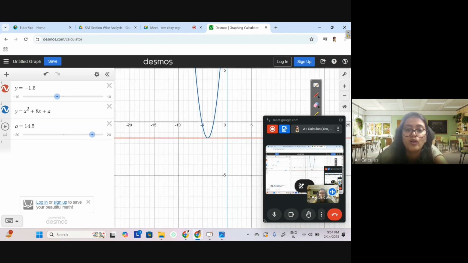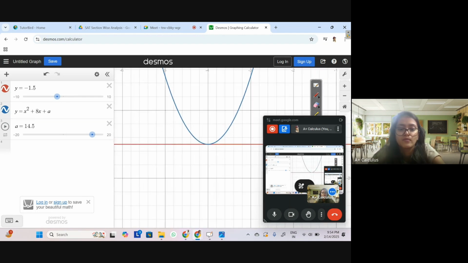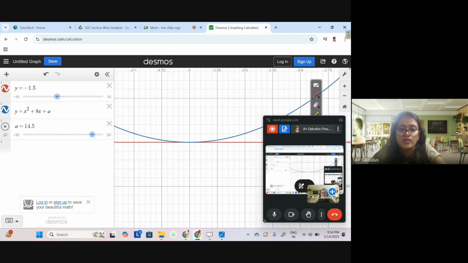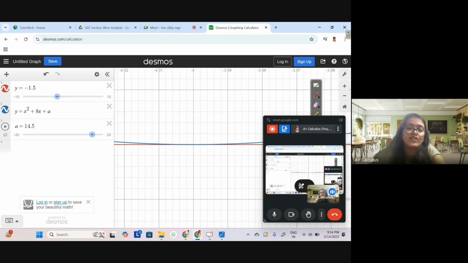To be 100% sure, you need to zoom in. Yeah, just zoom in, keep zooming in. It is touching the line when a is equal to 14.5. So the answer will be 14.5. And if you have a question in which you just have to find out the number of solutions, you just plot the equation of the line and the quadratic equation and just see at how many points they are intersecting.